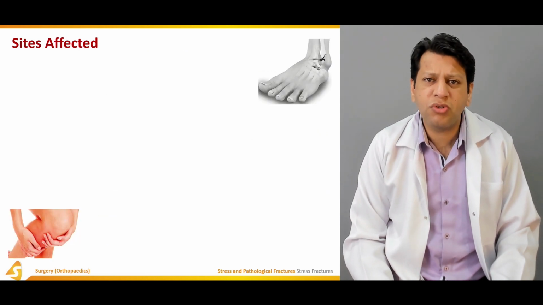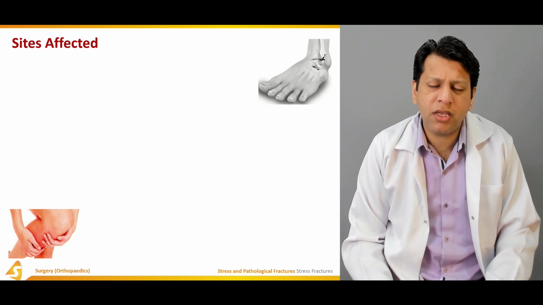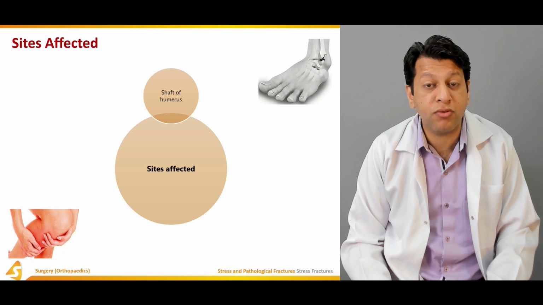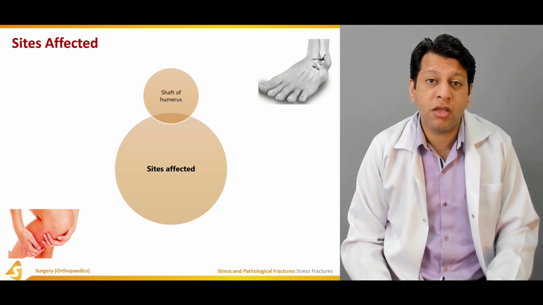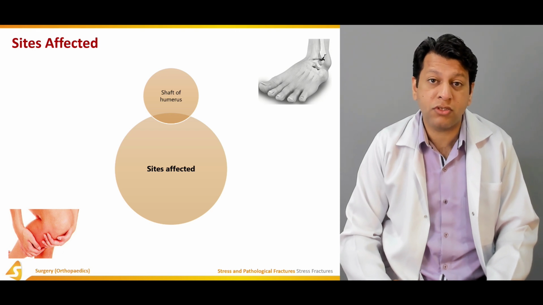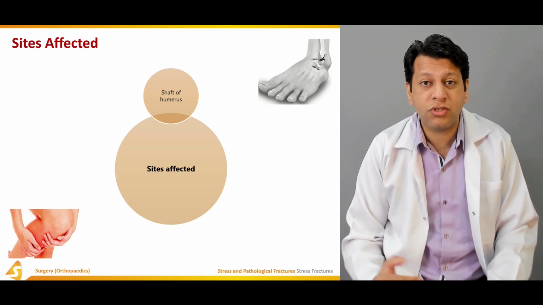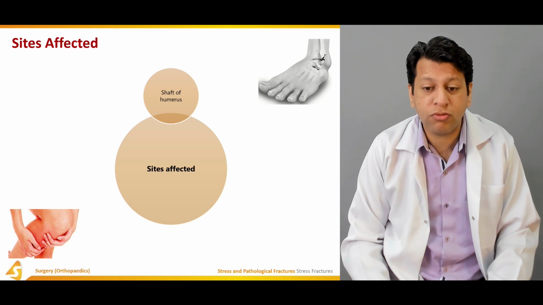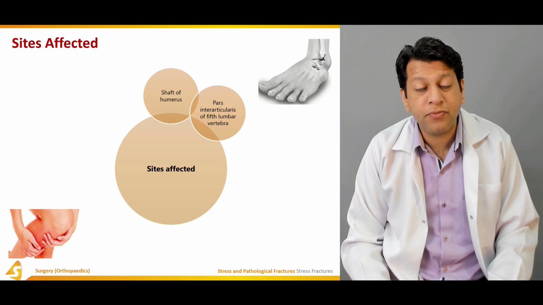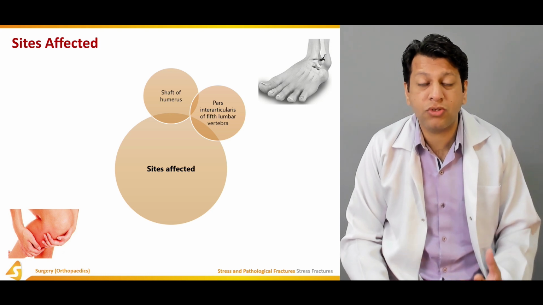What are the sites which usually get affected? There are multiple areas in the body which can be affected by stress fracture. The most common is actually the shaft of the humerus, especially in laborers doing drilling work, in which they have to hold the machine doing the drilling. The stress is coming onto the bones most of the time. Another is the pars interarticularis of the fifth lumbar vertebra. This may be due to weak bones as osteoporosis sets in.